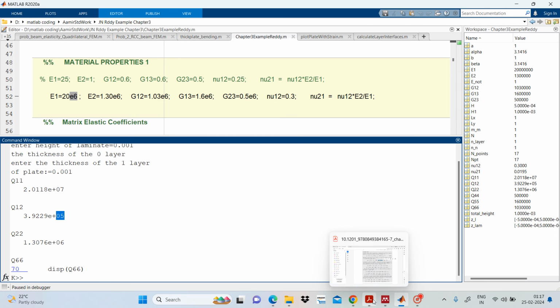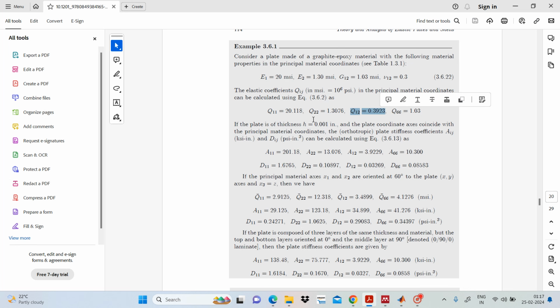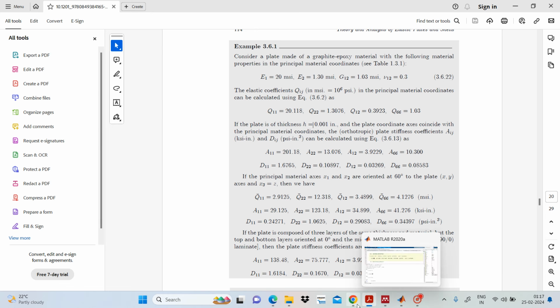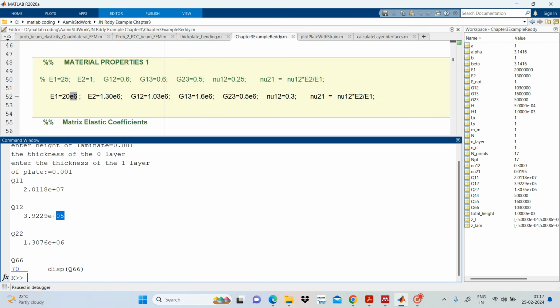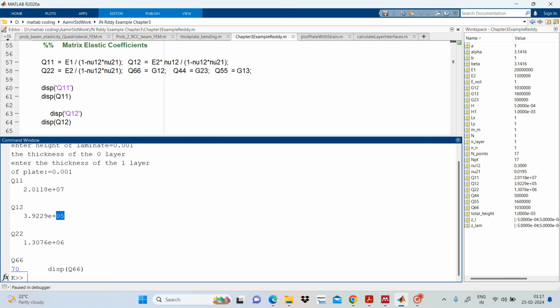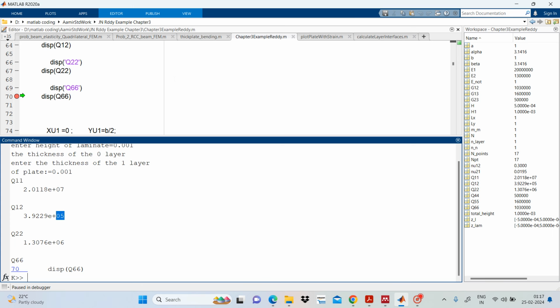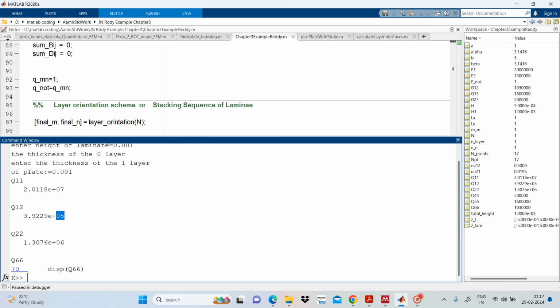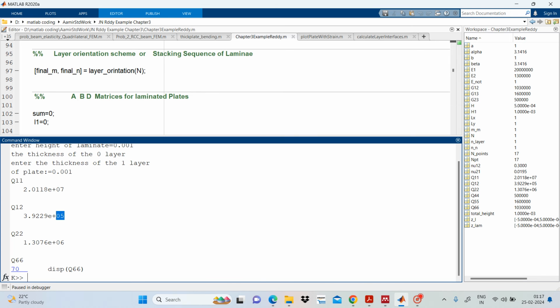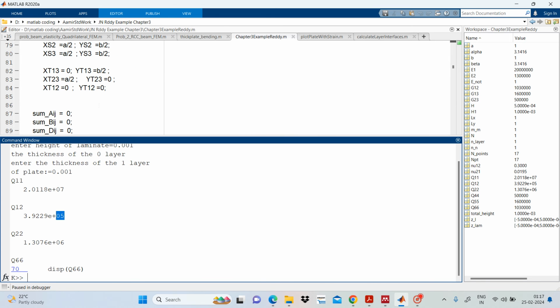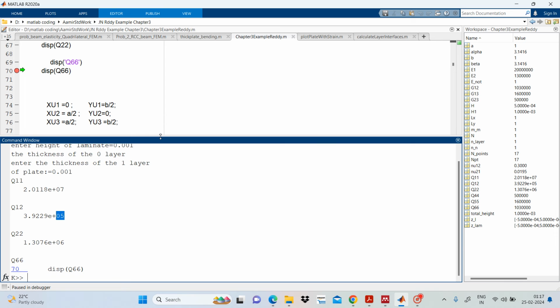Now let's see the second problem, what it has asked. If the plate thickness is this, then find A11, A22 also. So let's find out A11, A22. Up to this much we have run the code, and A11, A22 mean the ABD matrices. So now how will we proceed further after this? Let's proceed.